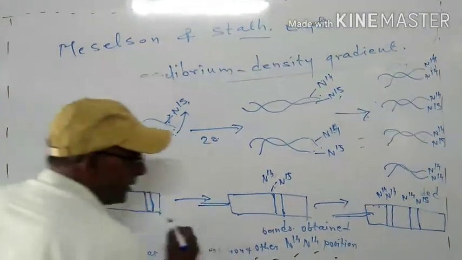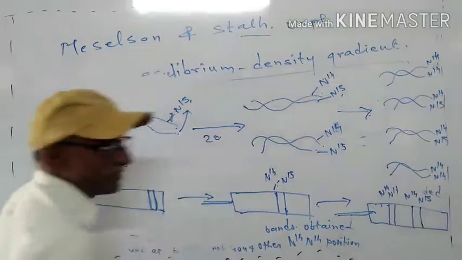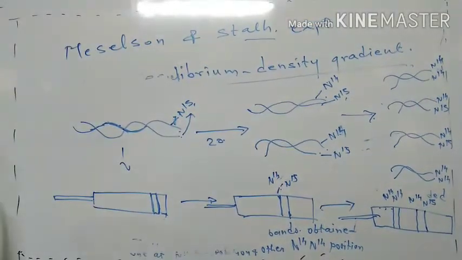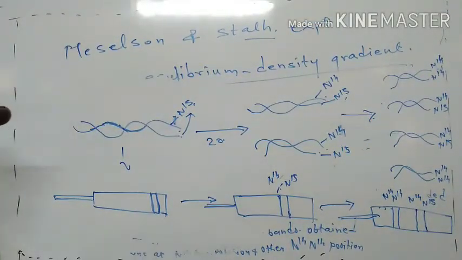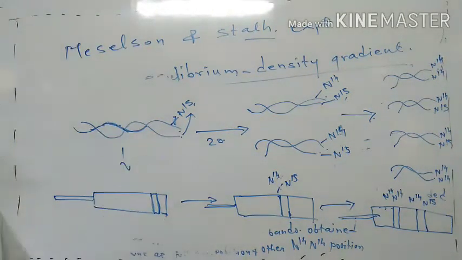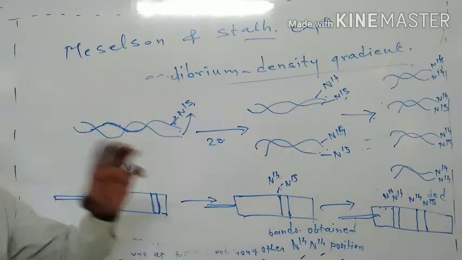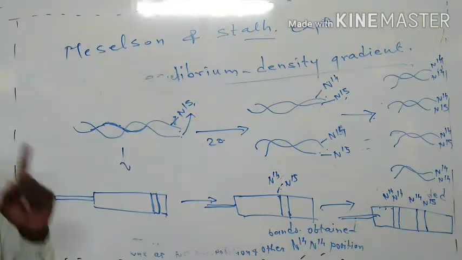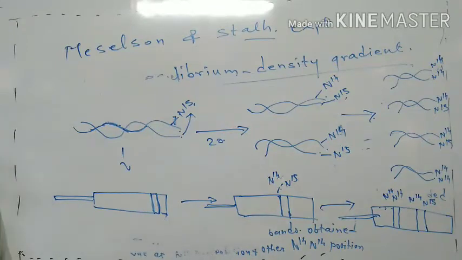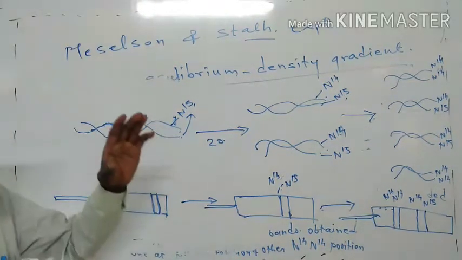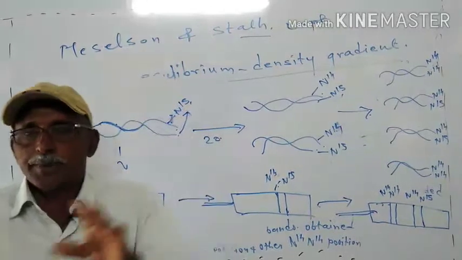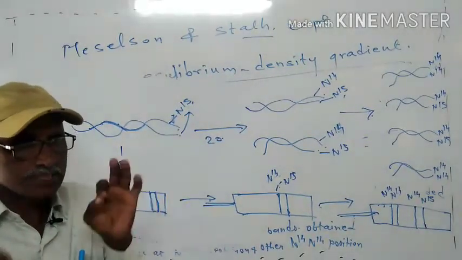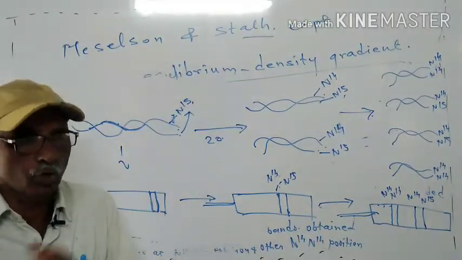So by this centrifugation density gradient method, or equilibrium density gradient method, in which centrifugation was held, bands were obtained, and from this they concluded that DNA replication is of the semi-conservative type. So this is the Meselson and Stahl experiment, and you should keep it in your mind that 6 molar CsCl was used.